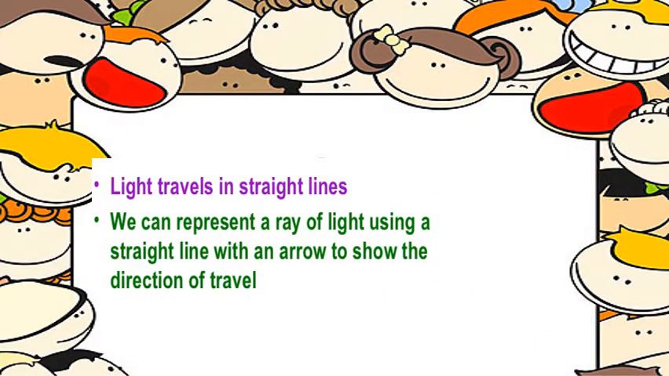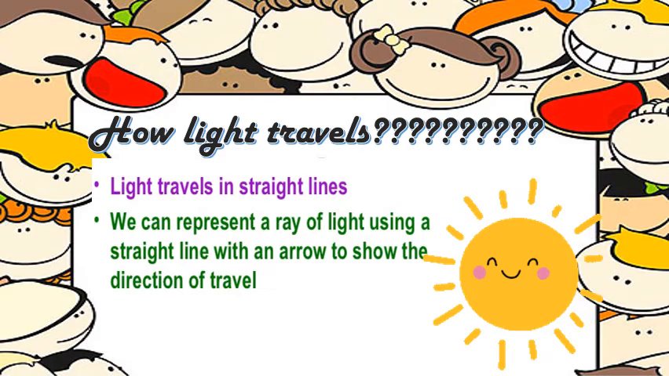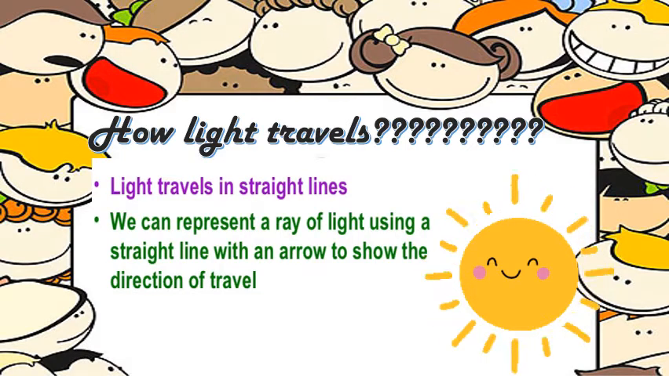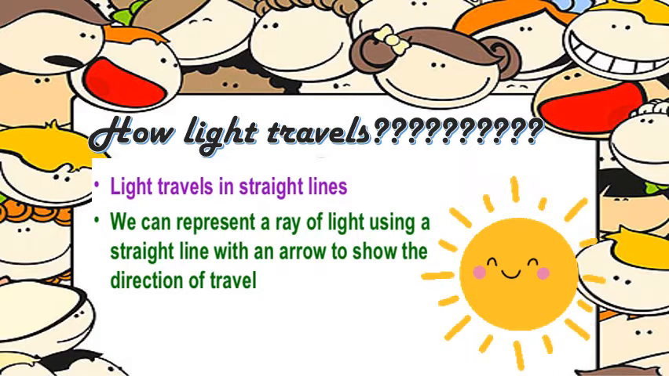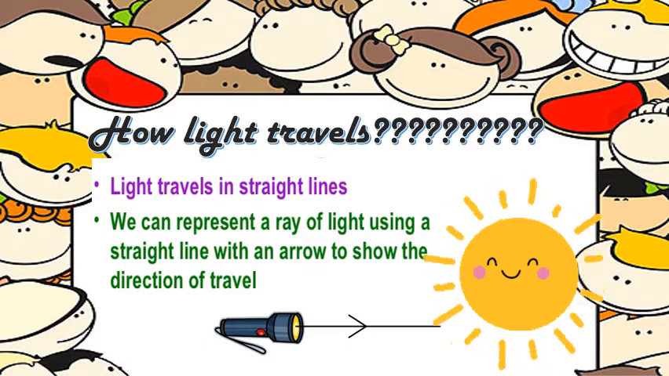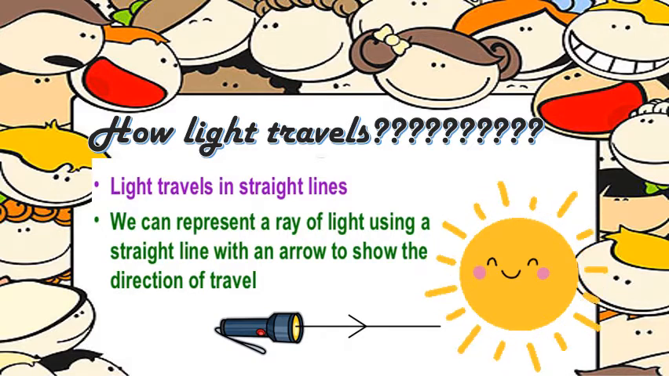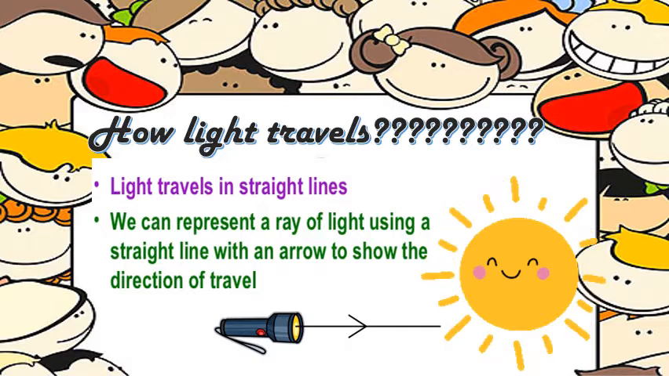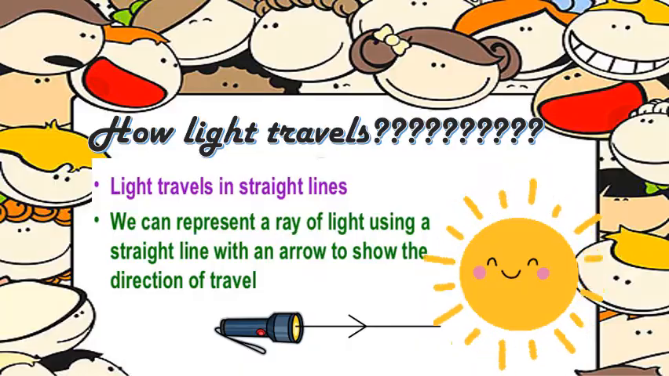Now, we are about to learn how light travels. Light travels in a straight line. We can represent a ray of light using a straight line with an arrow to show the direction of travel. Like this. If you use a torch, you can easily see how light travels. So, light travels in a straight line, okay, and it can be shown through an arrow.